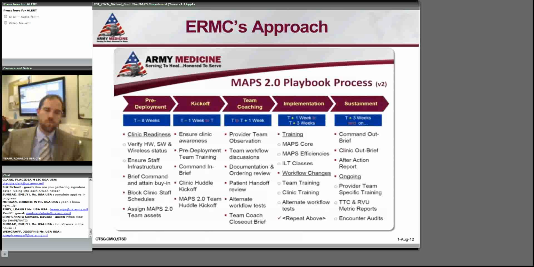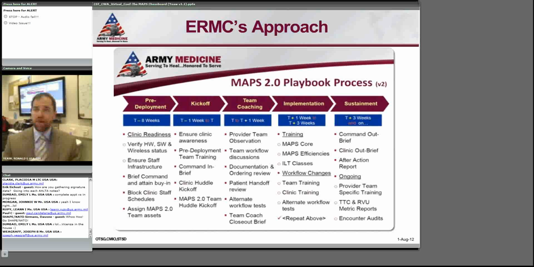I'm not going to go into this in too much detail because, again, I'm not trying to push my approach on you. Some of these lessons here will apply regardless of your approach. But really, I want you guys to focus on that central phase of team coaching. That's probably not something you've had before. So from left to right, the pre-deployment phase lasts about 8 weeks, give or take. This is before the MAPS 2.0 starts. That's probably not a new concept to you.